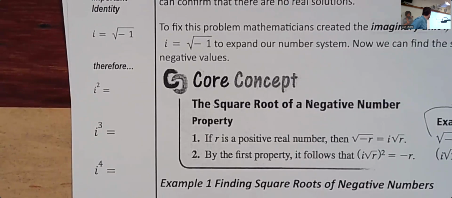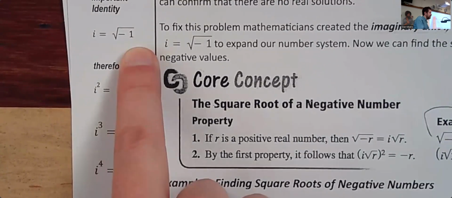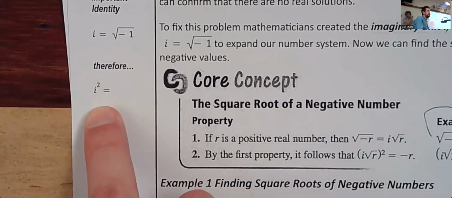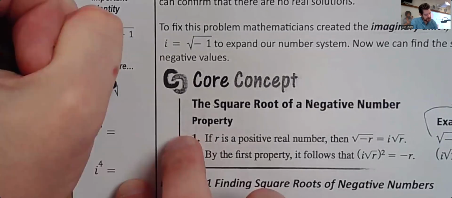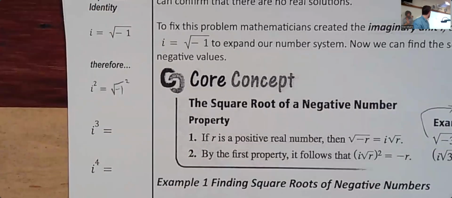If you square i, that would be the square root of negative 1 squared. Because if i is equal to the square root of negative 1, then i squared would be the square root of negative 1 squared. Everybody okay with that? Okay. So this would be the square root of negative 1 squared.